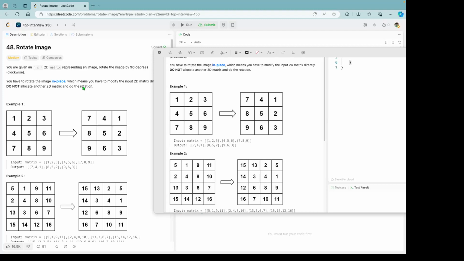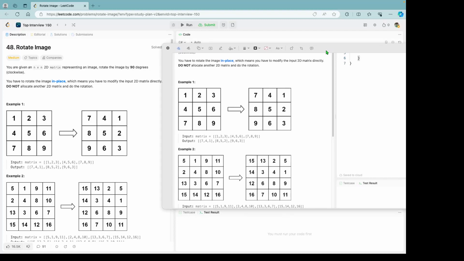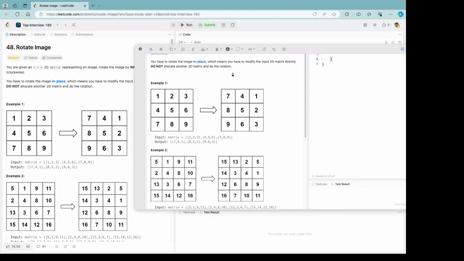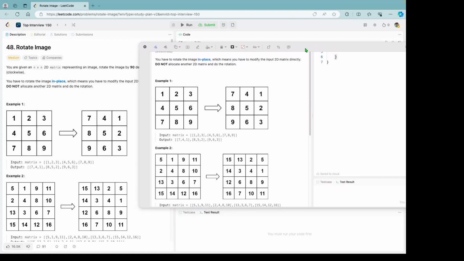So you have to rotate the image clockwise, which means you have to modify the input directly. Do not allocate another 2D matrix to do the rotation. So this is the requirement for the question.